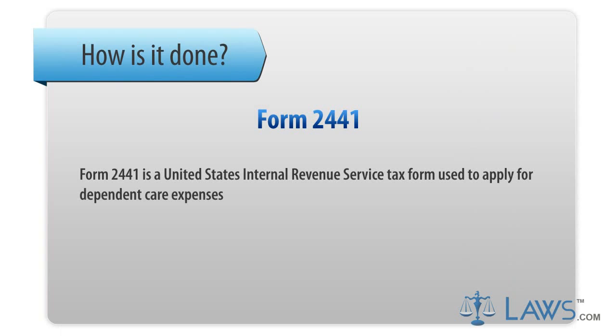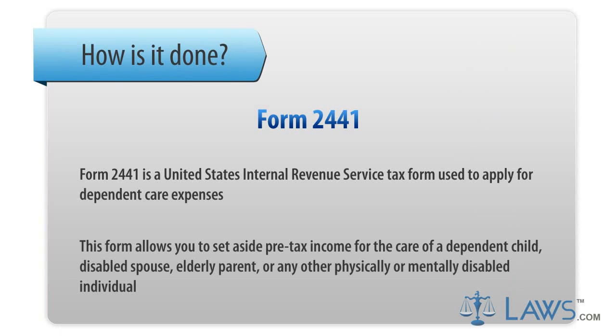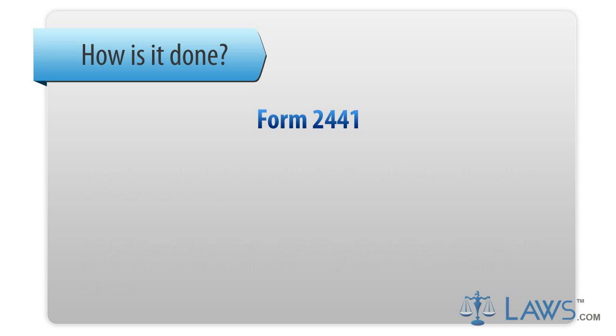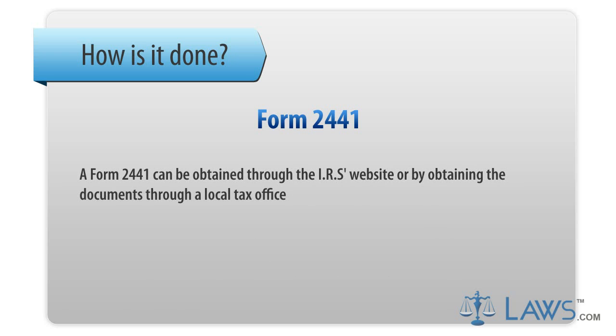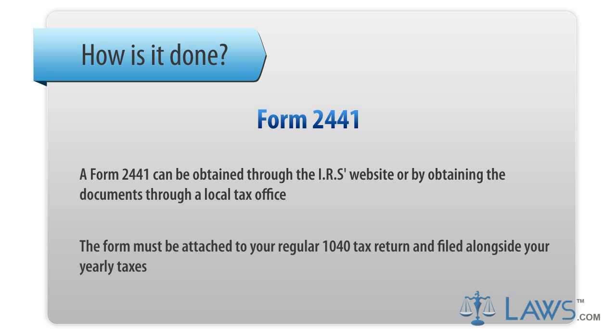Form 2441 is a United States Internal Revenue Service tax form used to apply for dependent care expenses. This form allows you to set aside pre-tax income for the care of a dependent child, disabled spouse, elderly parent, or any other physically or mentally disabled individual. A Form 2441 can be obtained through the IRS's website or by obtaining the documents through a local tax office. The form must be attached to your regular 1040 tax return and filed alongside your yearly taxes.